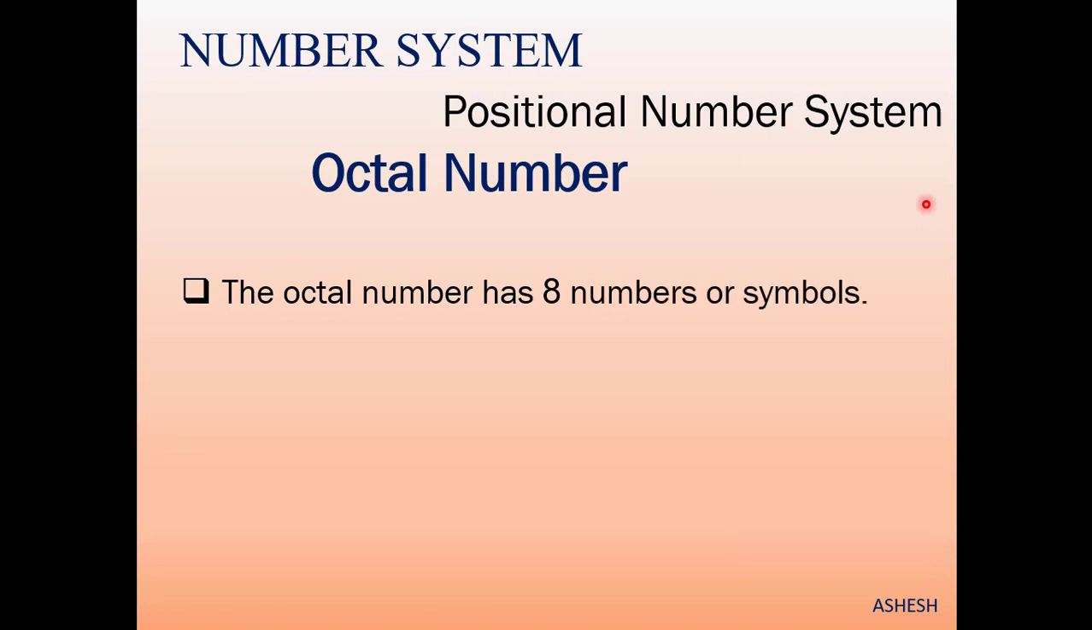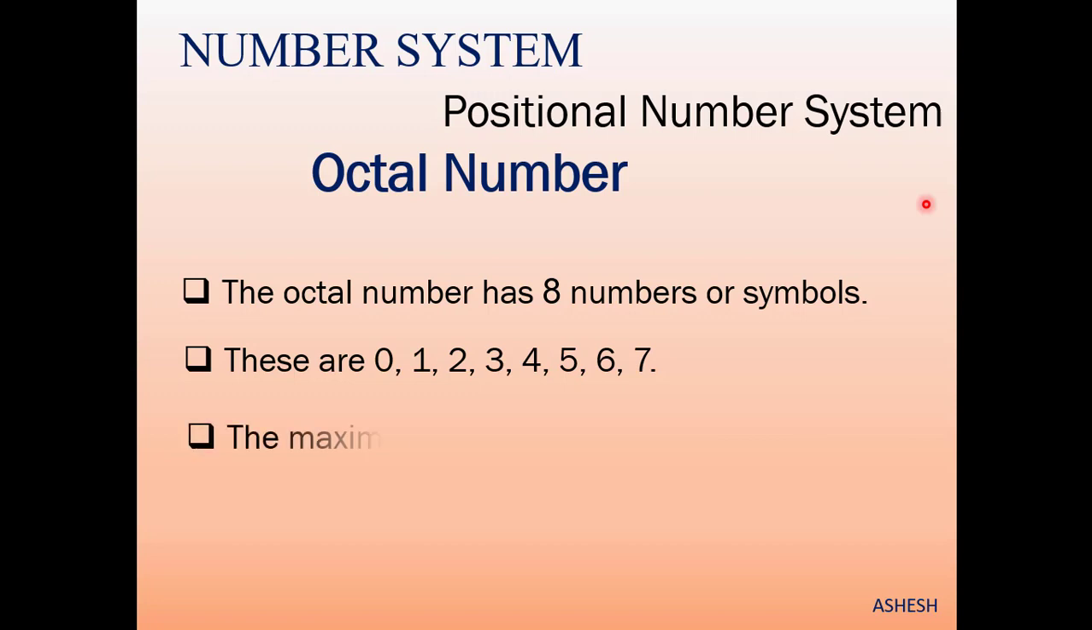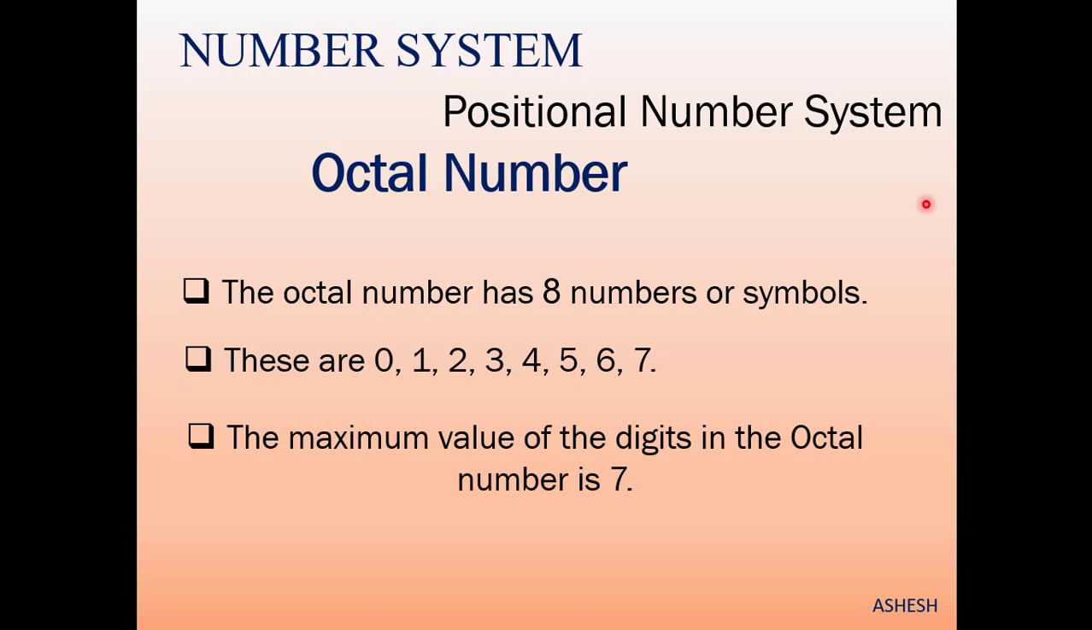An octal number has 8 numbers or symbols. These are 0, 1, 2, 3, 4, 5, 6, 7. But remember, not 8, only up to 7, 0 to 7. So the maximum value of a digit in the octal number is 7. The octal system is based on 8.